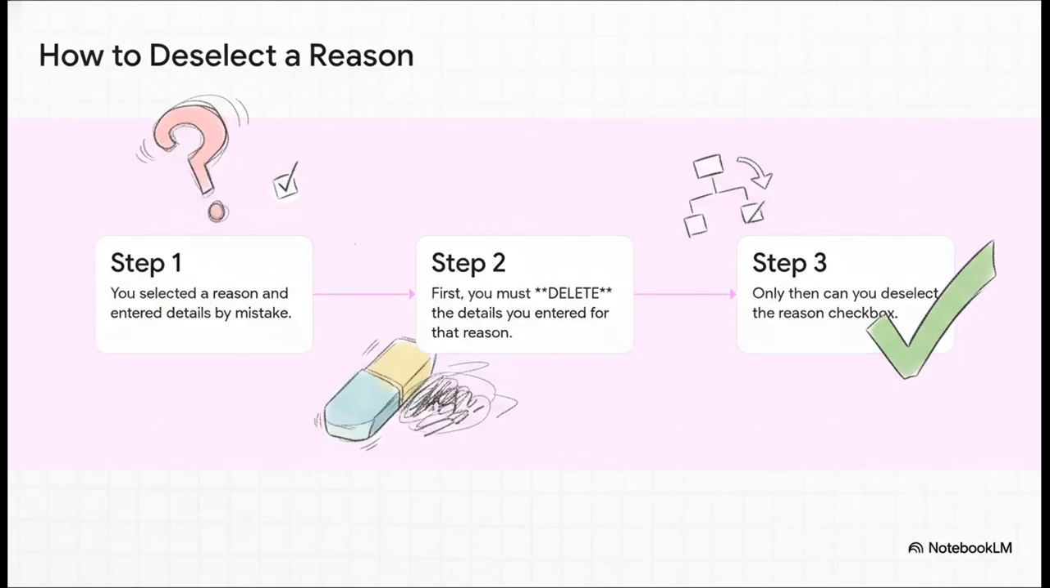And here's another one of those quirky little portal things. Let's say you pick a reason, you type in your explanation, and then you realize, oops, that's the wrong one. You can't just uncheck the box. First, you have to go back and physically delete the details you typed in. Only then will the system let you uncheck the box. It's a small thing, but it'll save you a headache.